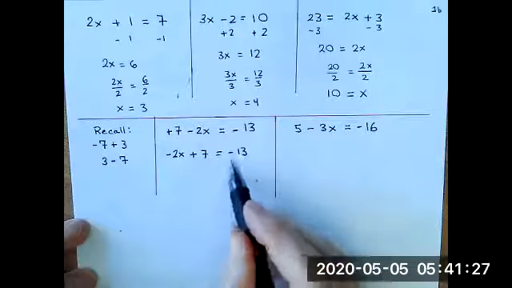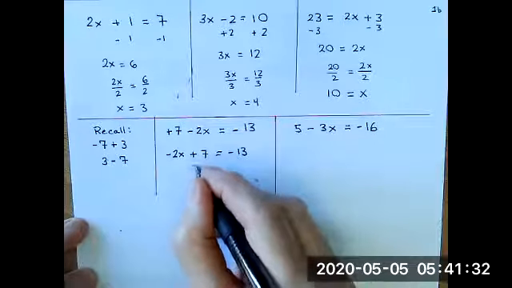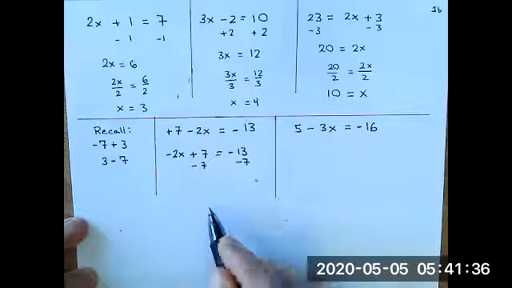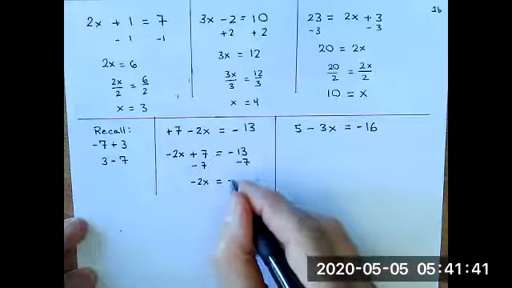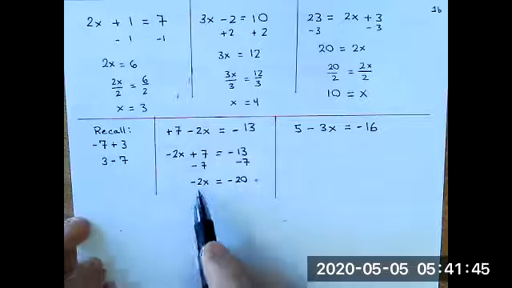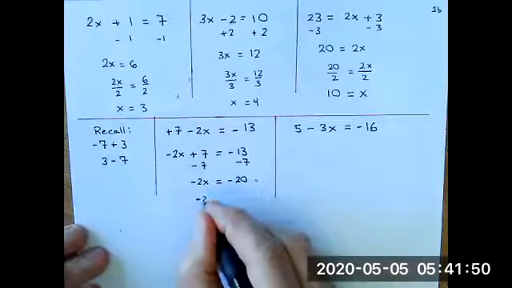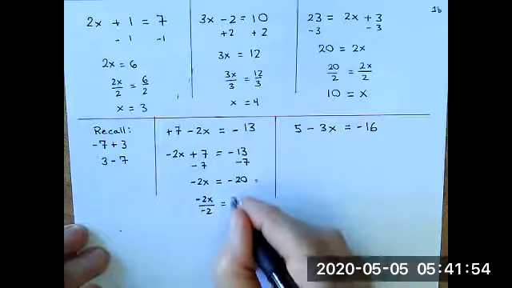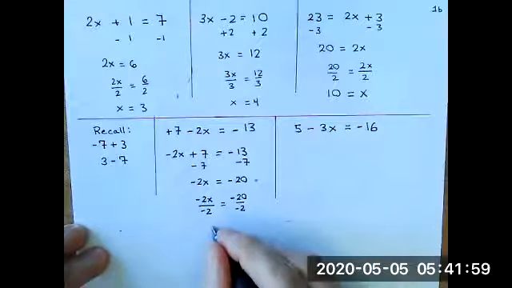Let's do the add, subtract first. So the opposite of plus 7 is minus 7. So we get negative 2x is negative 20. And then we divide both sides by negative 2. We get x equals 10.